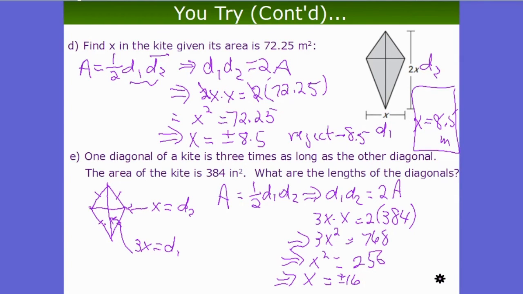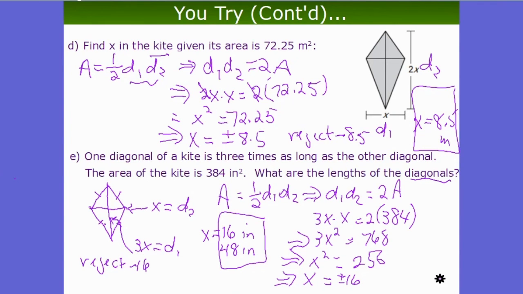I'm going to have to reject the negative 16 because I don't want a negative side length. So that means x is 16 inches, and that's one of my diagonals because it's asking for both. The other one will be 3 times that. The other one will be 16 times 3 or 48 inches, and that will be the length of the diagonals.